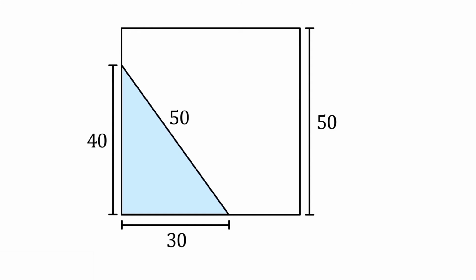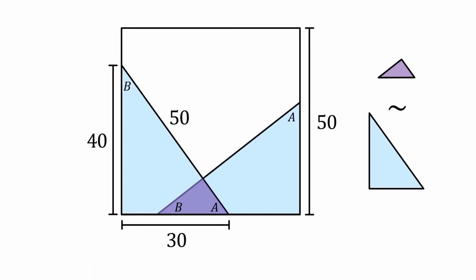Now, suppose this triangle has angles that are equal to A and B. In the adjacent corner, this triangle will also have angles equal to A and B, but it'll be rotated by 90 degrees. So A will be here and B will be over there. So now let's focus on this overlapping triangle. Notice that it's also a right triangle with angles equal to A and B. Therefore, this purple triangle is similar to the blue triangle.